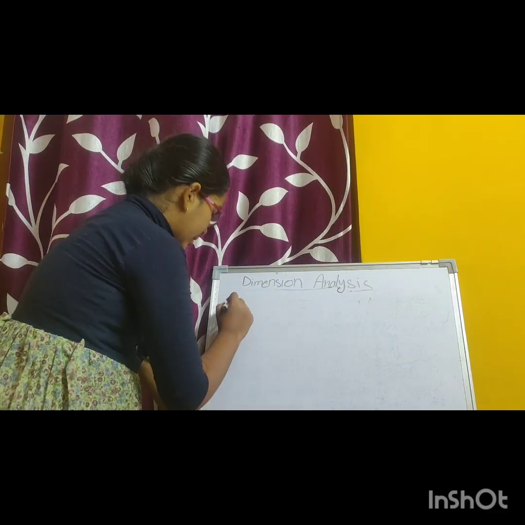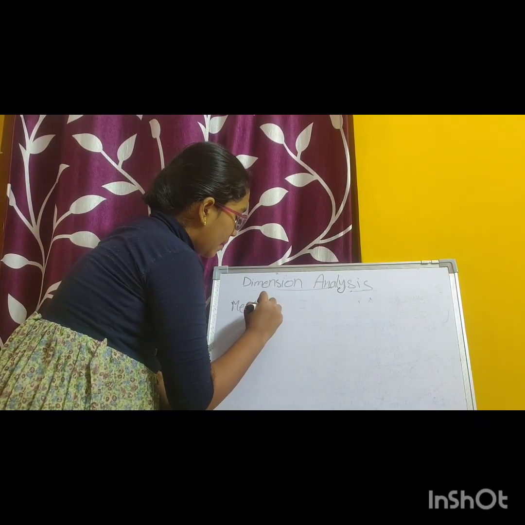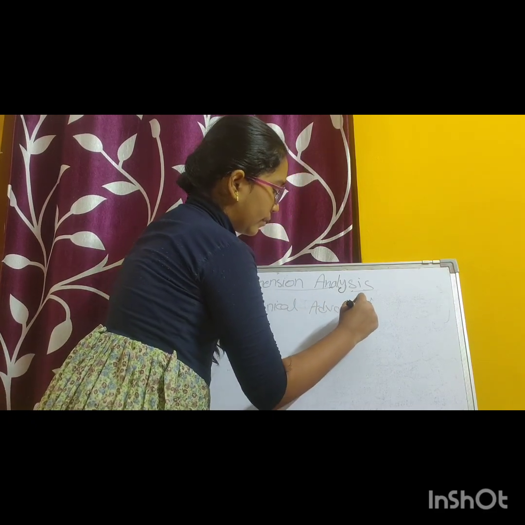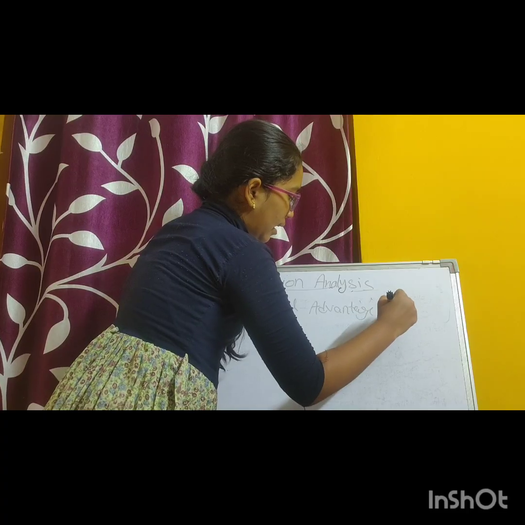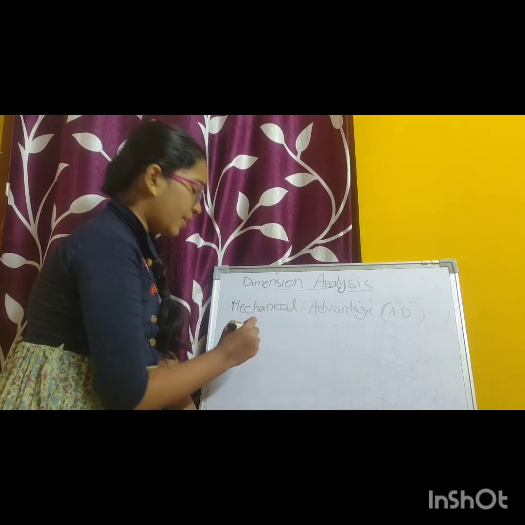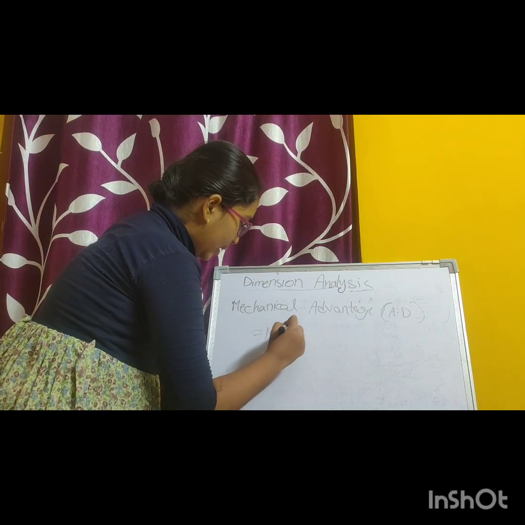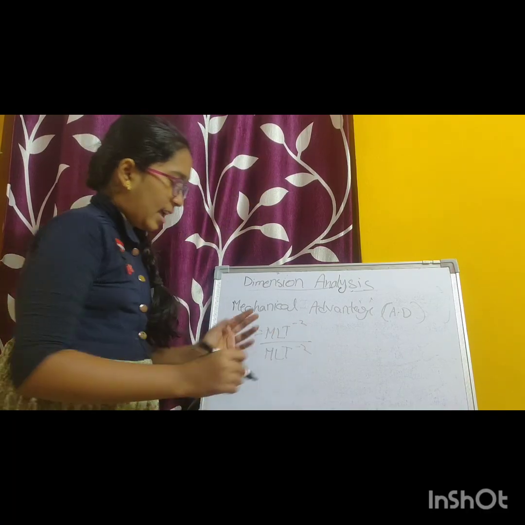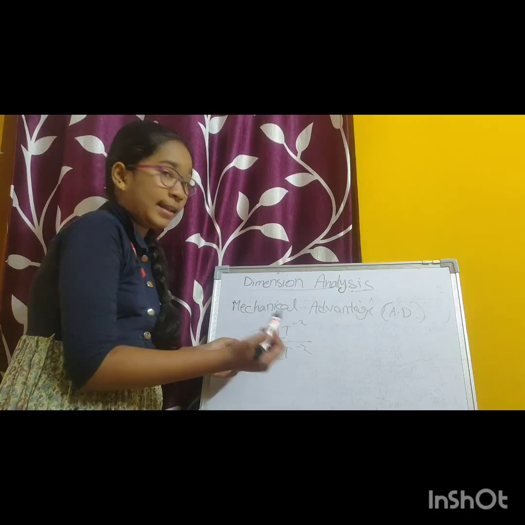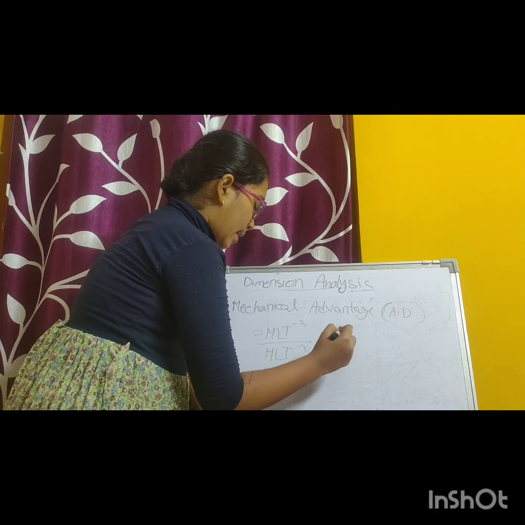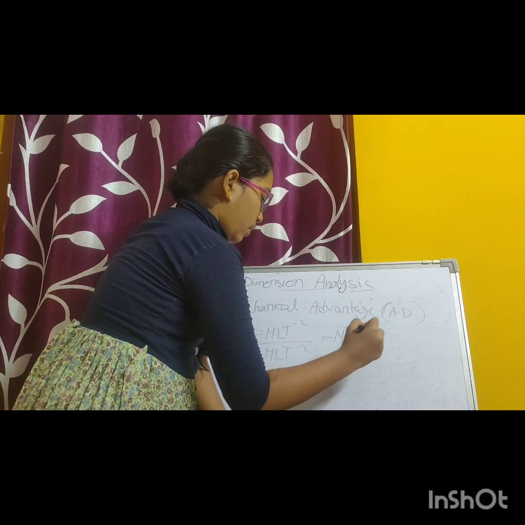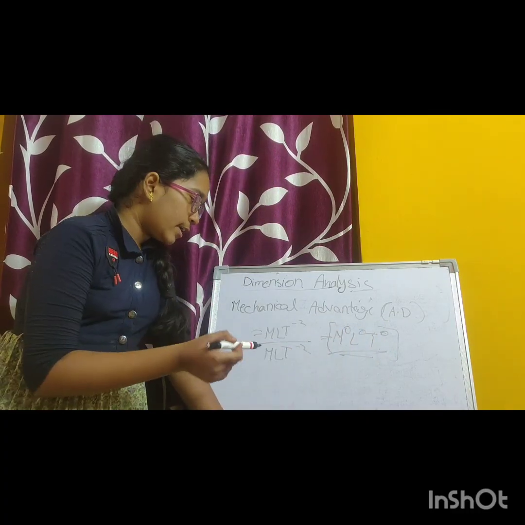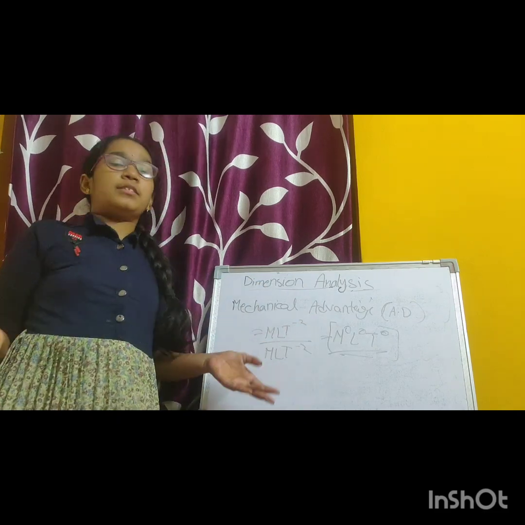Now let's get to know about mechanical advantage. For this we can write it as M L T power minus 2 by M L T power minus 2. They have the same quantities, numerator and denominator, they get cancelled, and what will be left? M power 0, L power 0, T power 0. So this is the dimension. So what can be concluded? That mechanical advantage is also a dimensionless quantity.